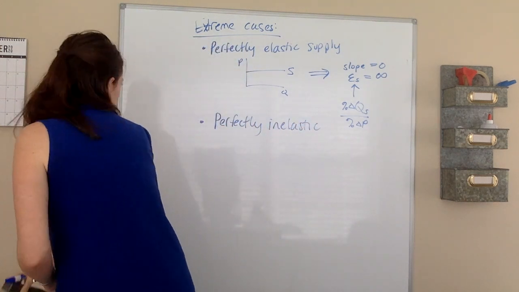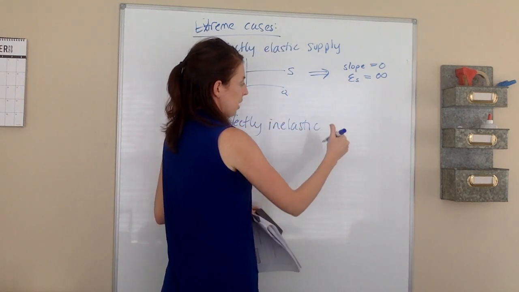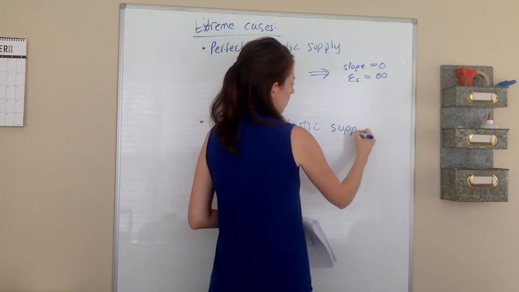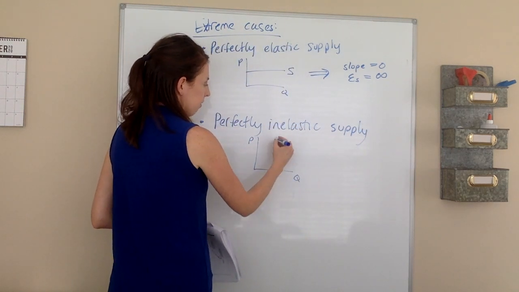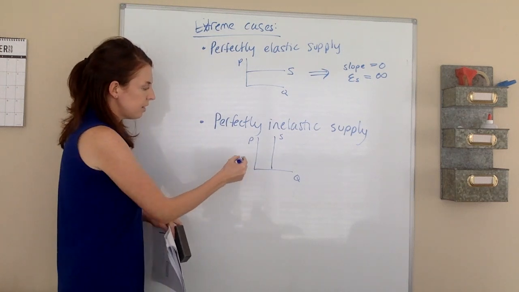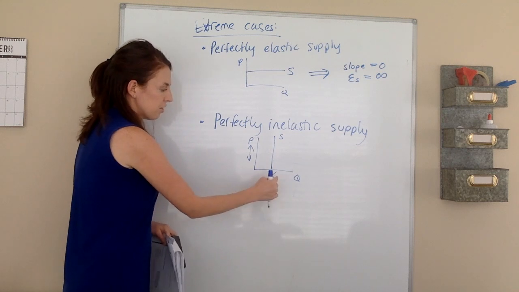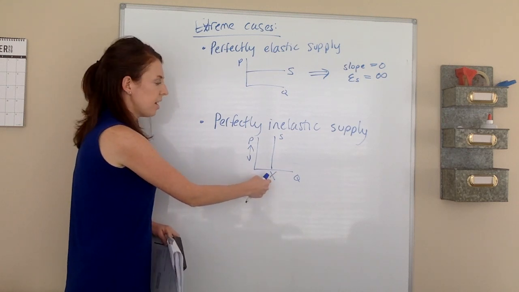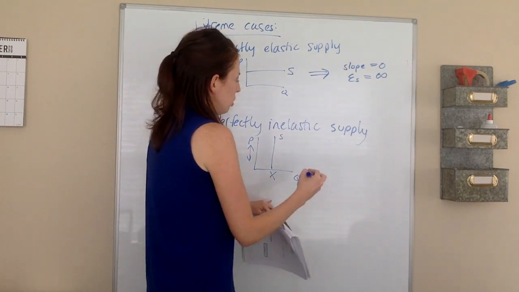And this would just mean that suppliers are not responsive at all to changes in the price. So what this would look like is a vertical supply curve. The idea is you can move the price up and down all day long, and suppliers are still going to supply X units. They don't budge from this quantity no matter what the price is.